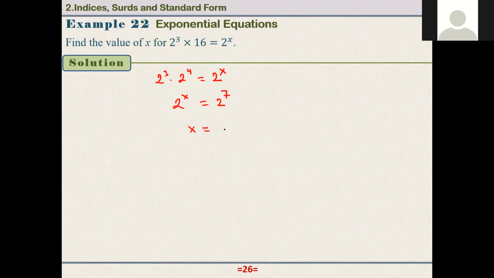So that means the exponents must also be equal to each other for these two things to be equal to each other. So that is x equals 7. That gives us the solution. So the solution of the given exponential equation is 7. That is a very basic fundamental idea about exponential equations.